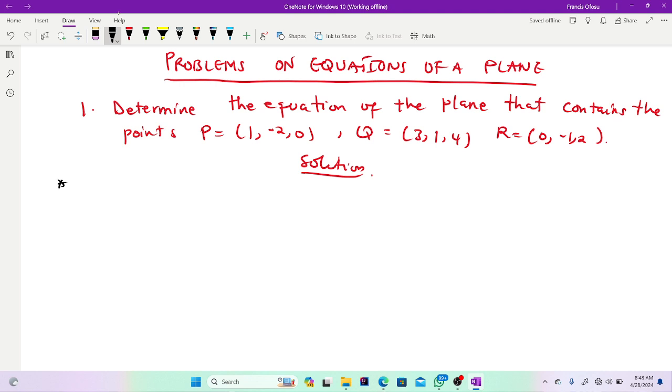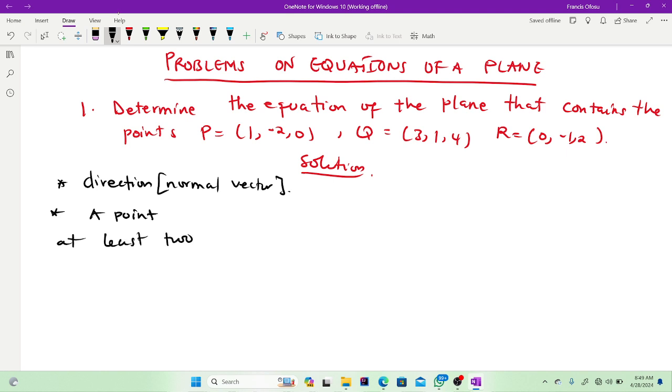So I said we need a direction, and it's given by the normal vector. Then we need a point, or at least 2 points. But in this case, it should be 3 points. Yes, at least 3 points in order to fully define a plane. So in our problem here, we're given 3 points.